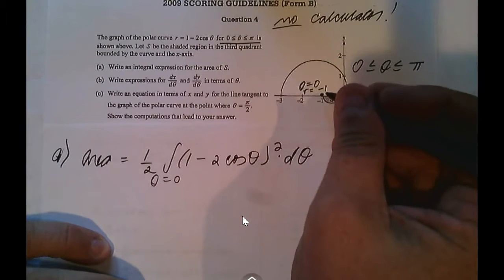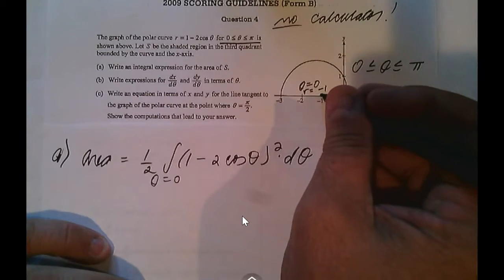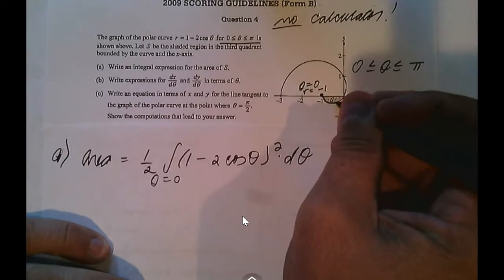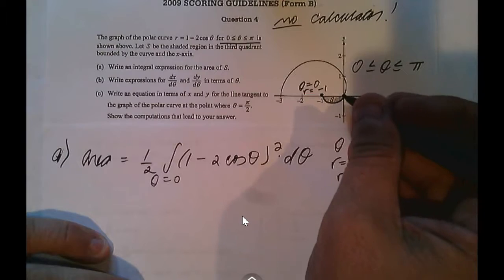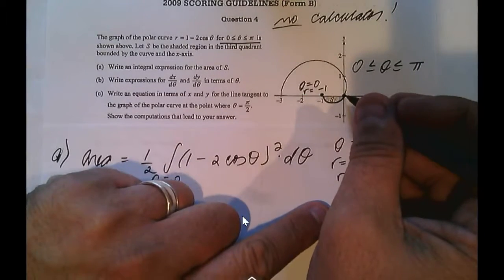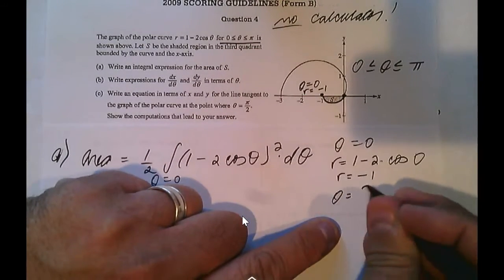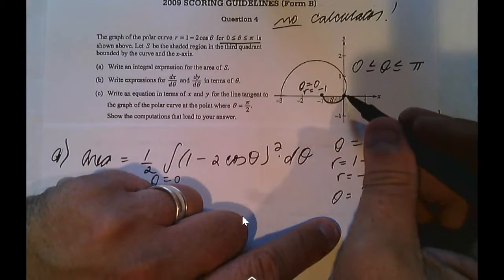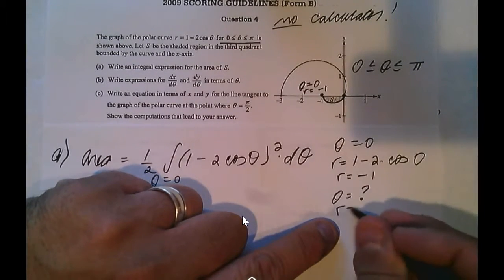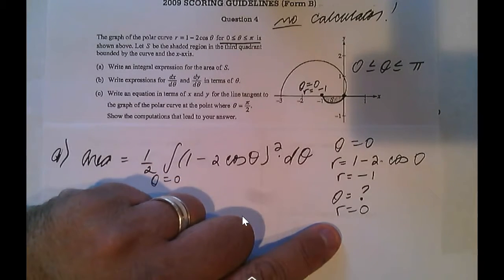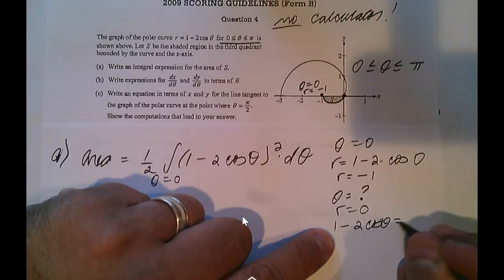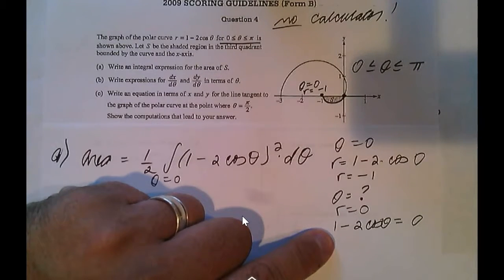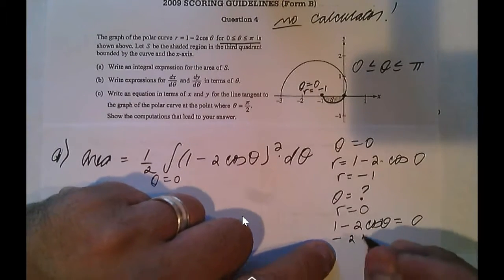What's going to happen is as your radius increases, your point is going to move along the curve until you get right here. Where is that point? You don't know what the angle is this time, but I think you know what the radius is. The radius is equal to 0. So you're going to take your equation 1 minus 2 cosine of theta and set that equal to 0. You can solve this equation for theta.